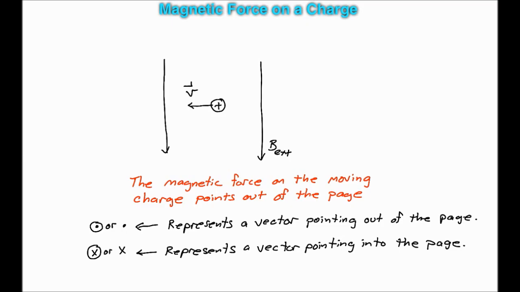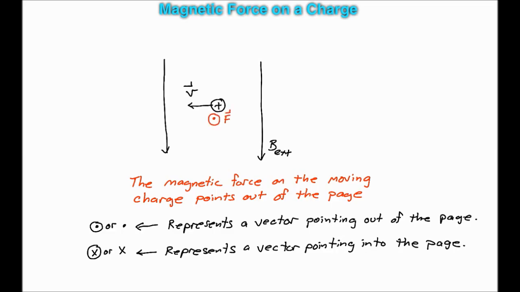So you can think of the first symbol as the tip of an arrow that's pointing toward you, so the vector's coming out. And then think of the second one as an arrow going away from you, so you're looking at the tail of the vector as it goes away from you. And so using these symbols on the example above, the direction of the force could be written this way.